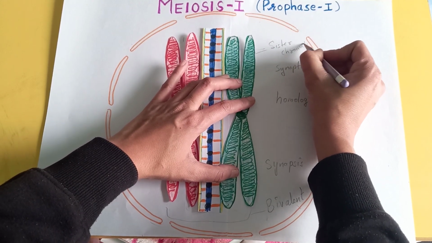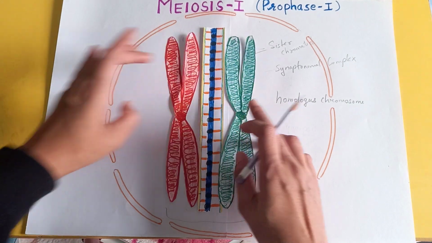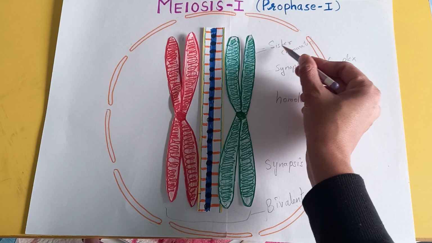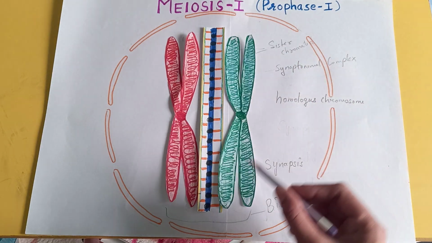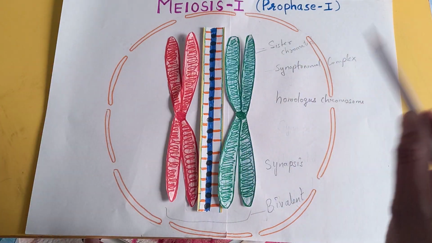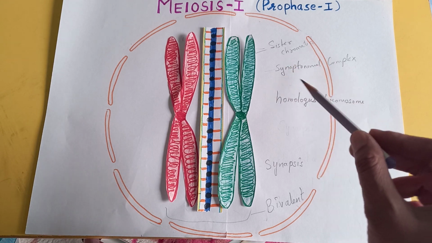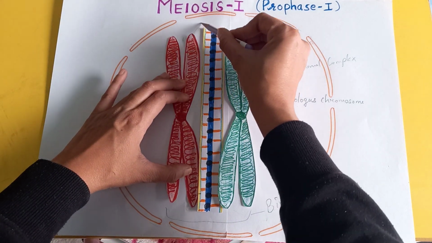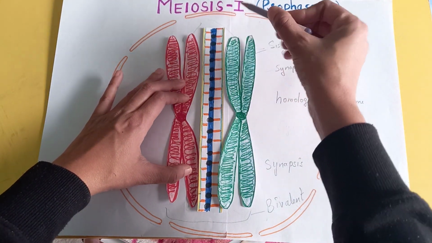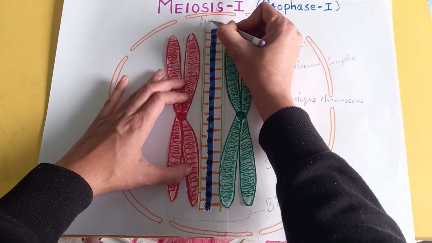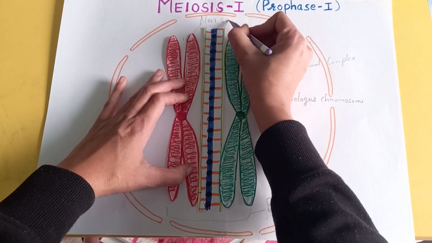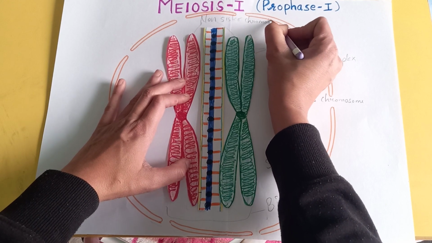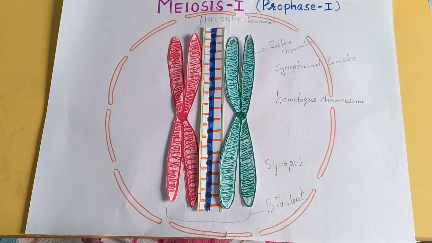chromatids. ठीक है, एक ही क्रोमोसोम की chromatids which are connected with one centromere is called sister chromatid. ठीक है, and the chromatid of the homologous pair, ये chromatid, one is this one and one is this one. These are called non sister chromatids. ठीक है, ये दूसरे क्रोमोसोम की chromatids हैं, non sister chromatid.